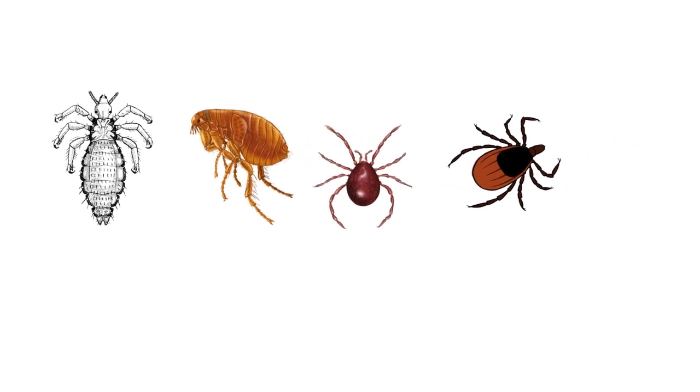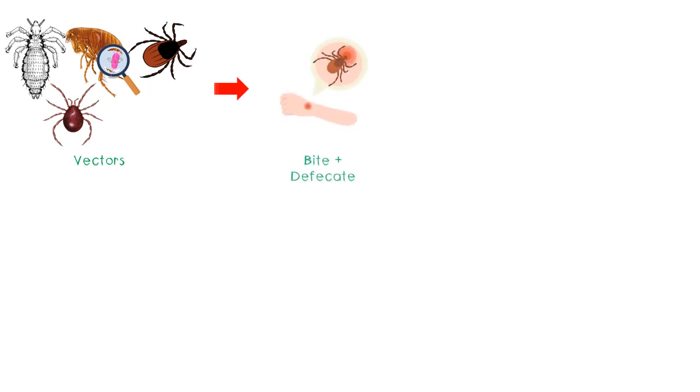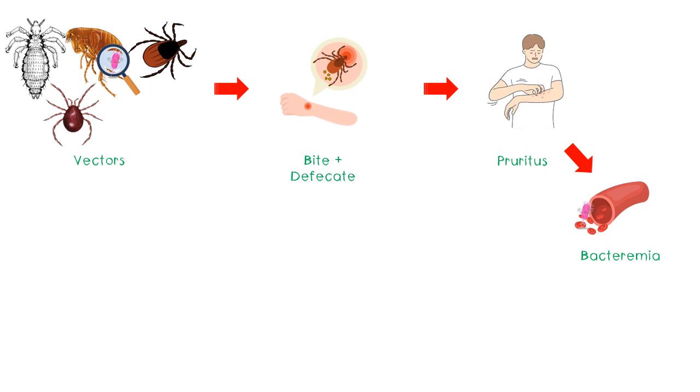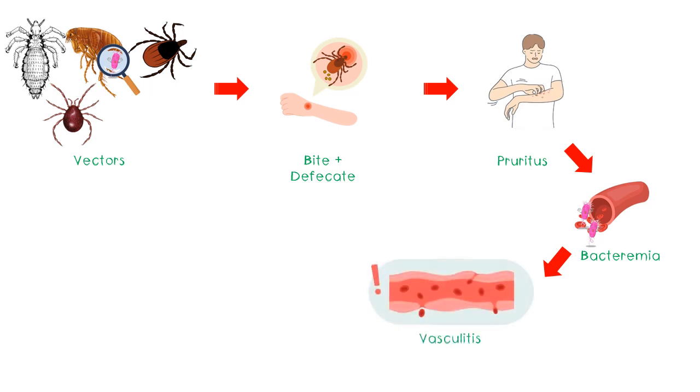So, what happens is these vectors have the relevant rickettsial organism in their alimentary tract. When they take a blood meal, these vectors defecate on the skin, and due to the bite, there is an intense pruritic reaction in the skin, which causes itching. The itching will cause skin breakage and enables the bacteria to enter into the bloodstream and multiply within the endothelium, which will ultimately result in a vasculitis. This will hence lead to a variety of symptoms in the host or the human.